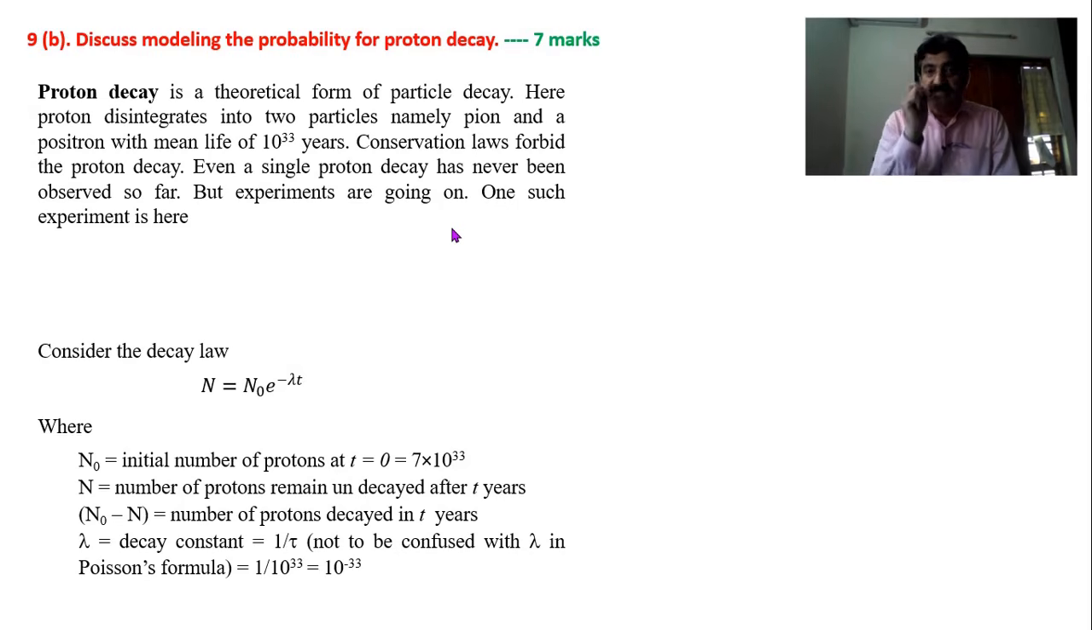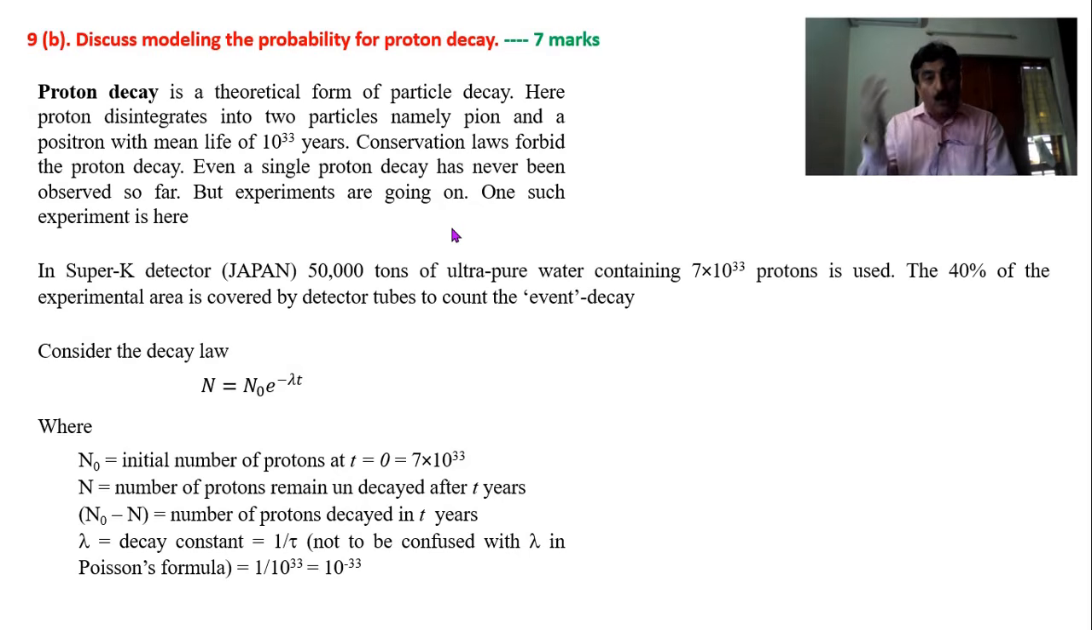Even today, not even a single proton decay has been discovered, but still experiments are conducted across the globe, including India. One such famous experiment is the one conducted and going on even today in Japan. It is called the SK experiment or Super K experiment. In this Super K experiment, they have used 50,000 tons of pure water. 50,000 tons of pure water consists of 7 into 10 power 33 protons. And 40% of the lab is covered by detectors.